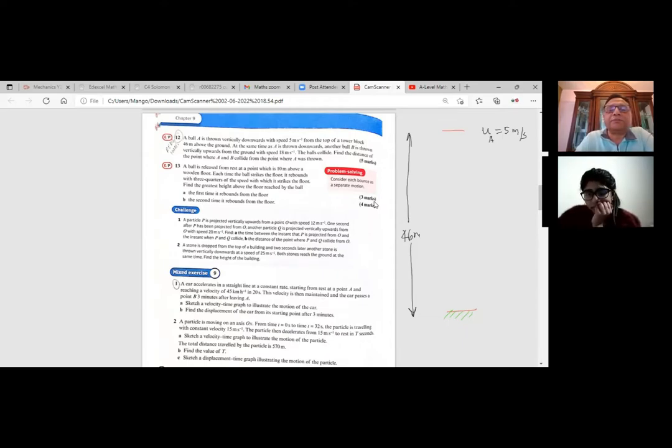At the same time as ball A is thrown downwards, another ball B is thrown vertically upwards from the ground with a velocity of 18 meters per second. So we have another velocity given to us as 18 meters per second, where it is thrown upwards.